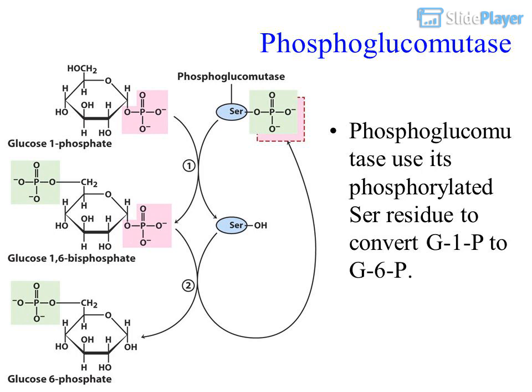Phosphoglucomutase. Phosphoglucomutase uses its phosphorylated serine residue to convert G1P to G6P.